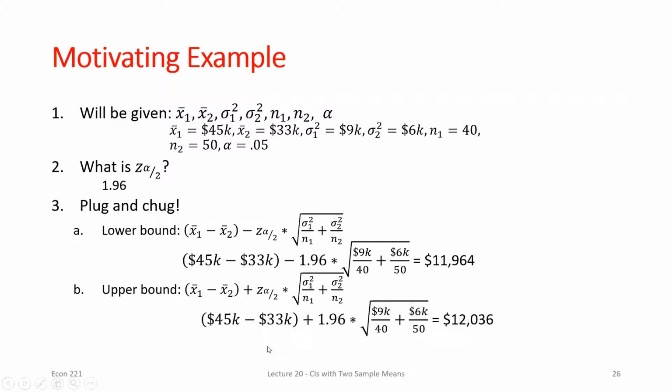From there, it's just a matter of plugging everything in. There's no new step here. There's looking up the z-value, and once I have that, just plugging in a few more values than we were before. Any questions on that before I keep going?